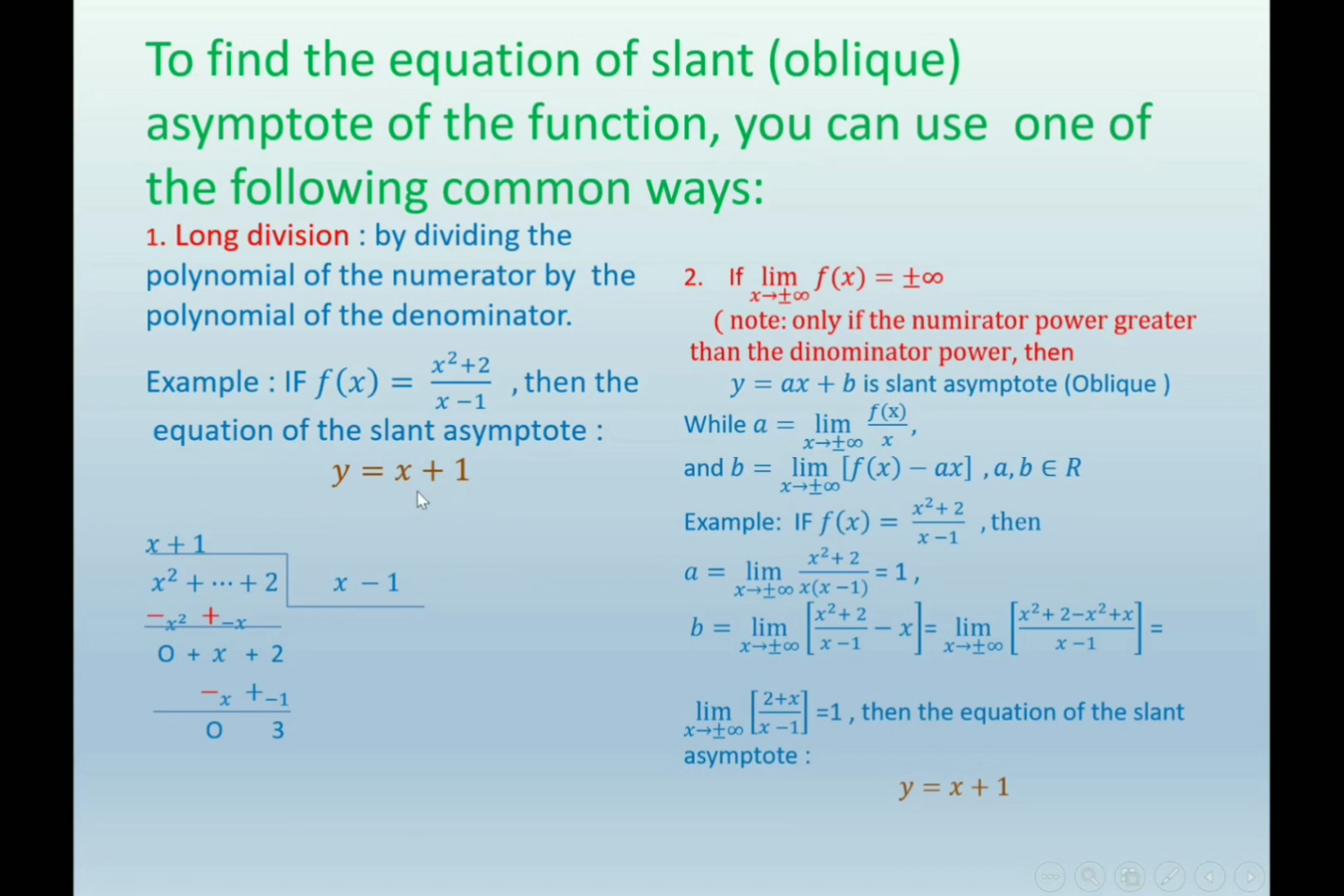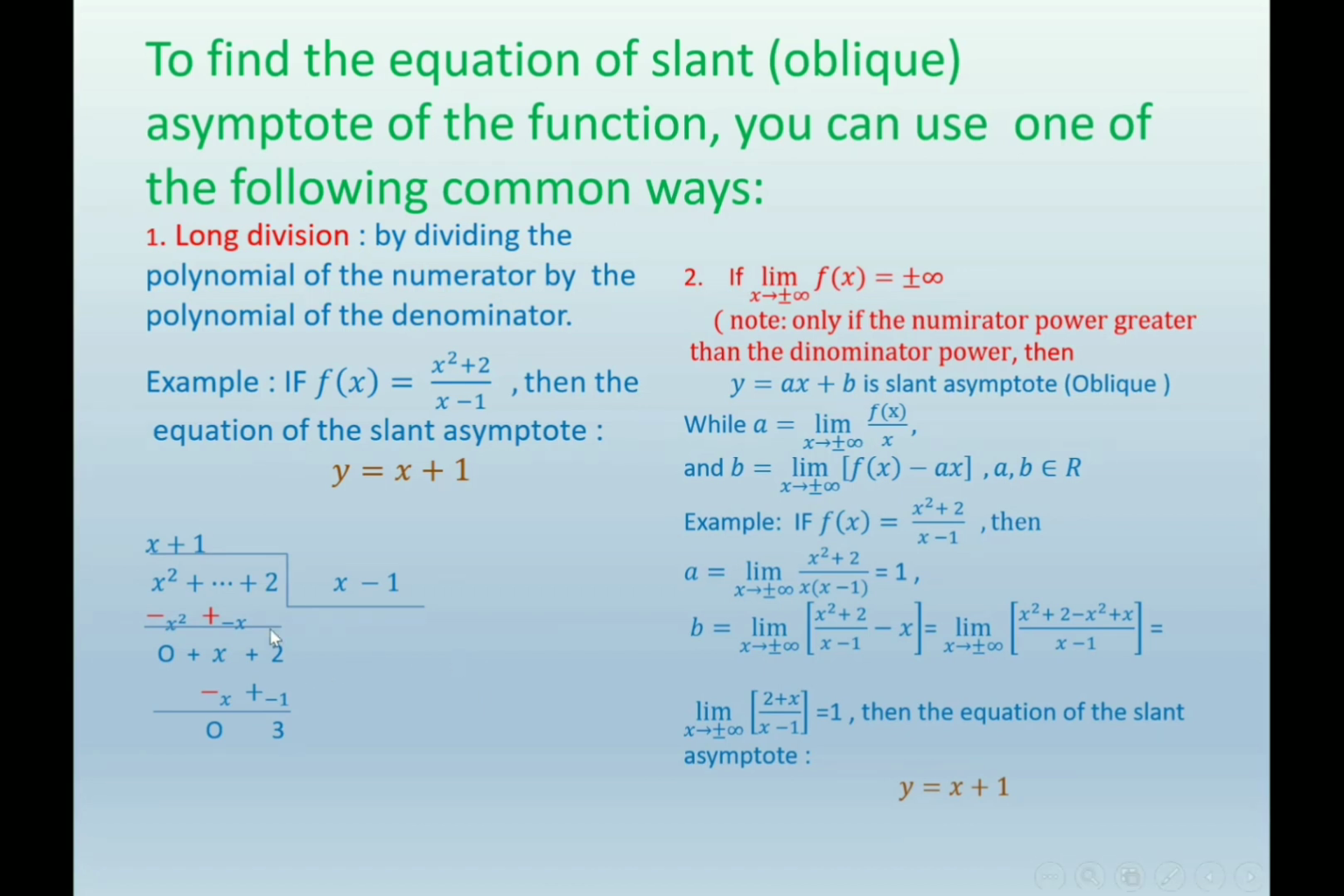Don't take the remainder. You are going to take the quotient only, which is x plus 1, and call it y equals. This is a linear equation. When you sketch it in the graph, you can choose 3 points, put them in a small table, and plot them in the graph. Then connect them with a broken line and make sure your curve doesn't touch it.